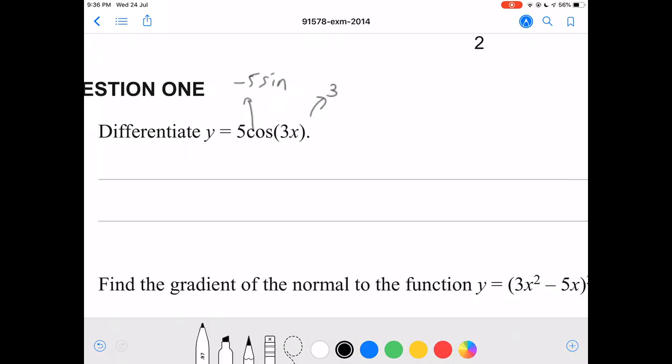Right now we have negative 5 sine multiplied by 3, but we also need to multiply by our inner function again. So we need to multiply this by 3x. Negative 5 sine times 3 is negative 15 sine, and then times 3x, so we simply add the 3x. So dy over dx equals negative 15 sine of 3x. And getting this differentiation correct will get you an achieved grade there.